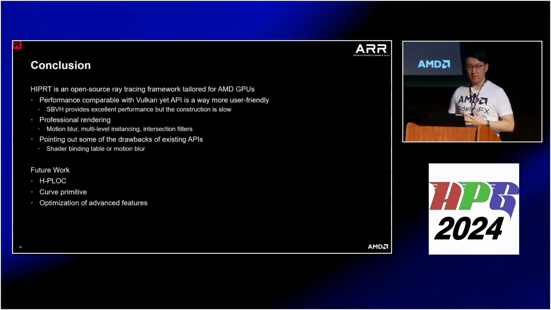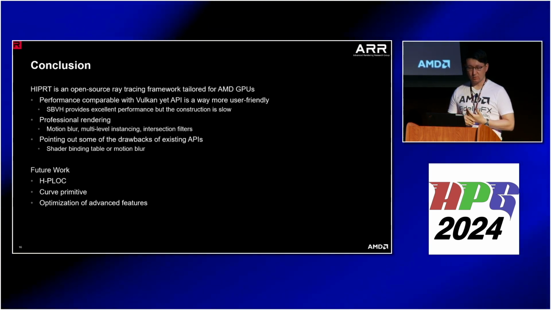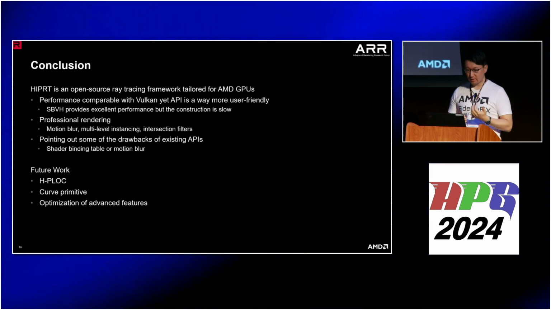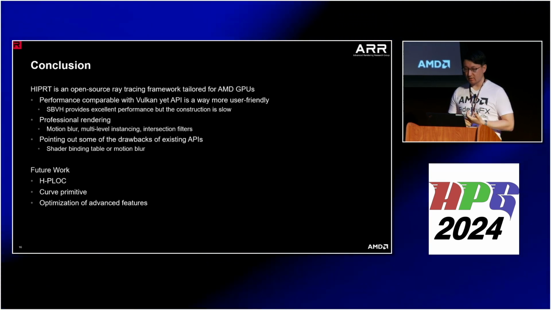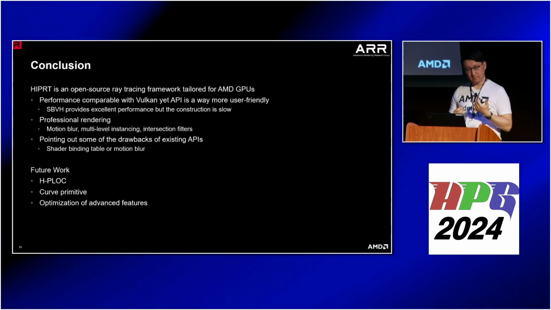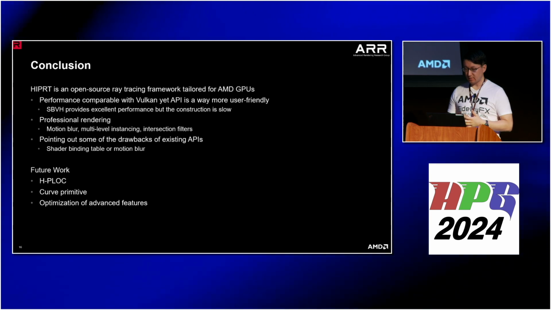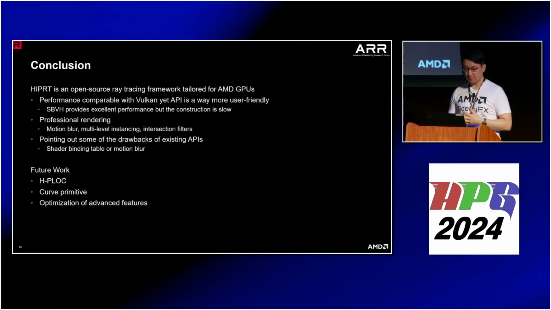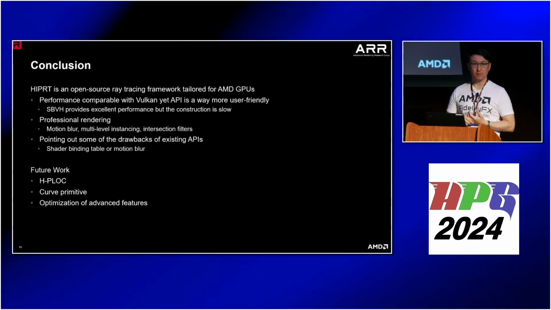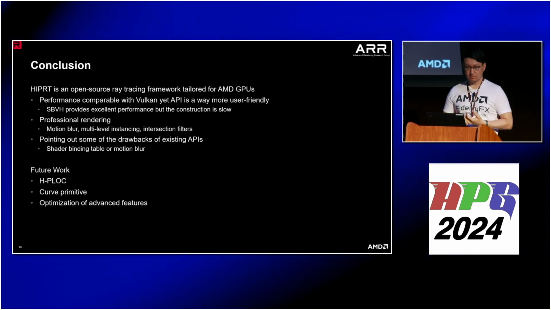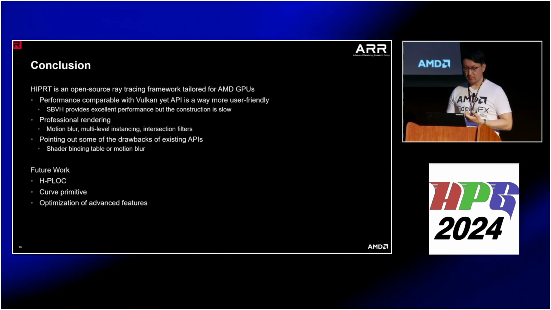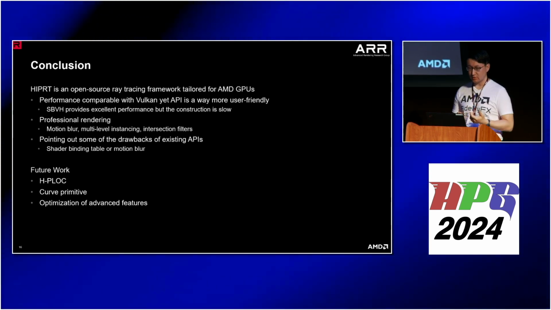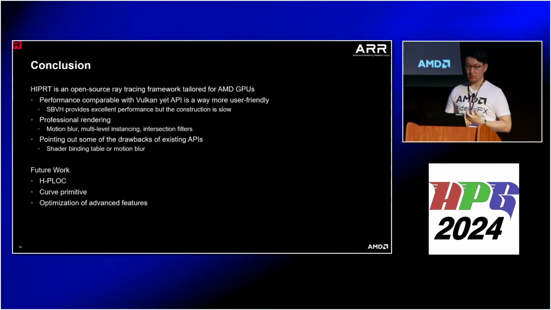So to conclude my talk, HIPRT is a new open source ray tracing framework tailored for AMD GPUs. Performance is comparable with Vulkan, maybe slightly higher. I think the API is definitely more user-friendly than Vulkan. SBVH provides very good ray tracing performance, but the construction is slow. So that's also one of the points for future work, to improve the construction speed.